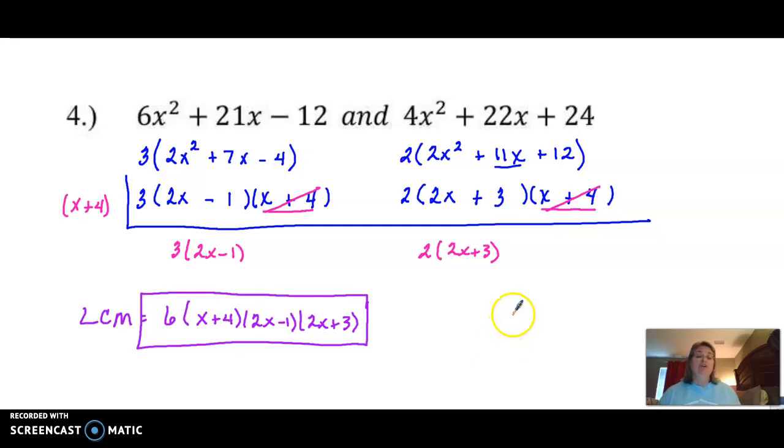So if you have any questions over your LCM, because it's super important as we get ready to start doing some addition subtraction, because we know we need that common denominator.